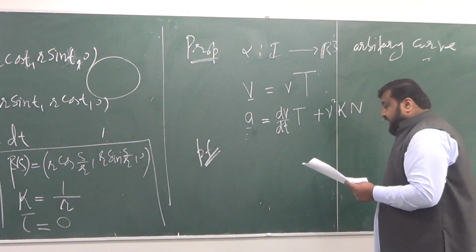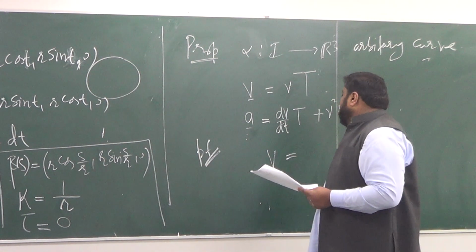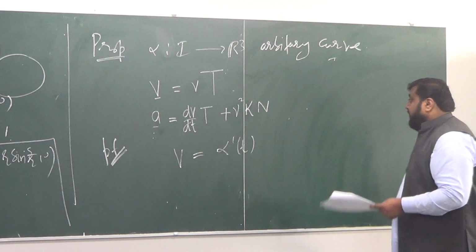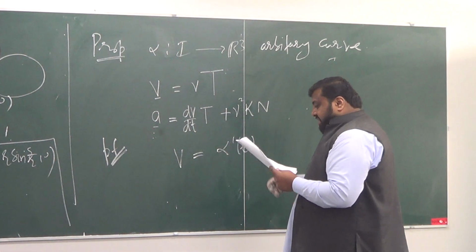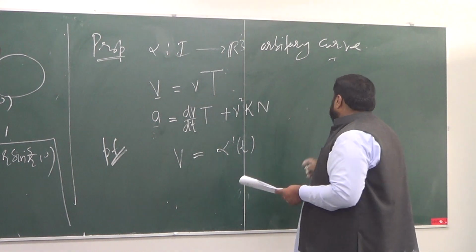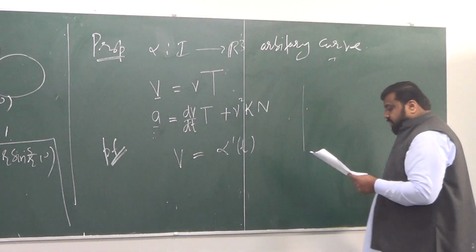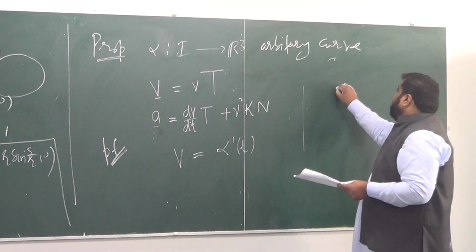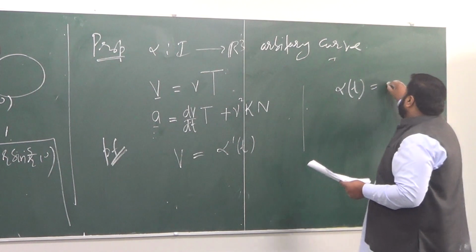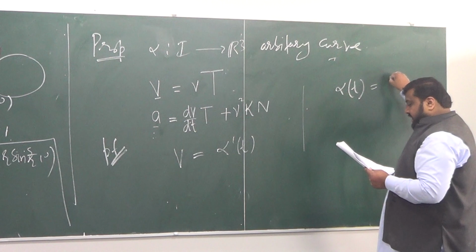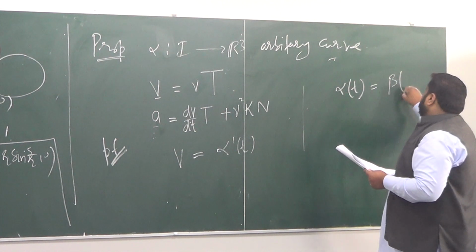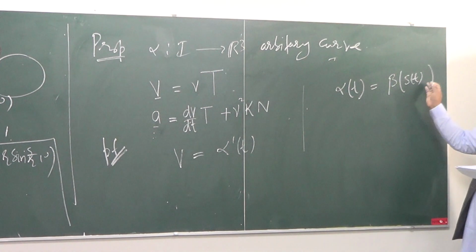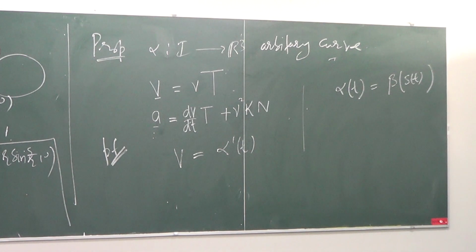So what is v? The velocity is alpha prime of t. But imagine now that I have a unit speed parameterization of the curve alpha of t. Then how is alpha of t going to look? It's going to be beta of s of t. This is going to be beta composed with something, and that is going to give me alpha. Are you getting the point?